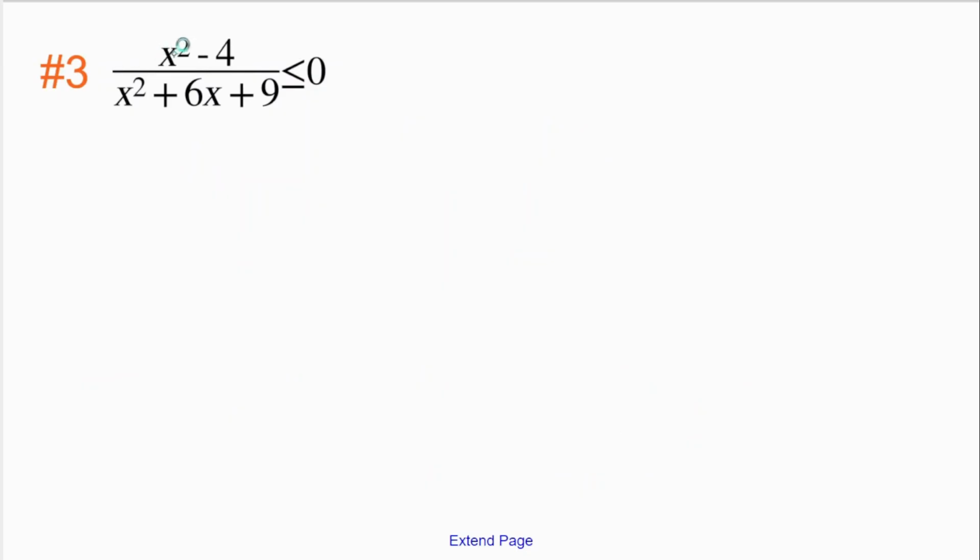Hopefully you realize here that this is a squared minus b squared, where a is x and b is 2. So we're going to rewrite this as x plus 2 times x minus 2 over x squared plus 6x plus 9. Hopefully you realize that this is just x plus 3 the whole squared. To make it a little better for us in this kind of problem, we can rewrite it as x plus 3 times x plus 3. I'm going to talk about how we deal with this.